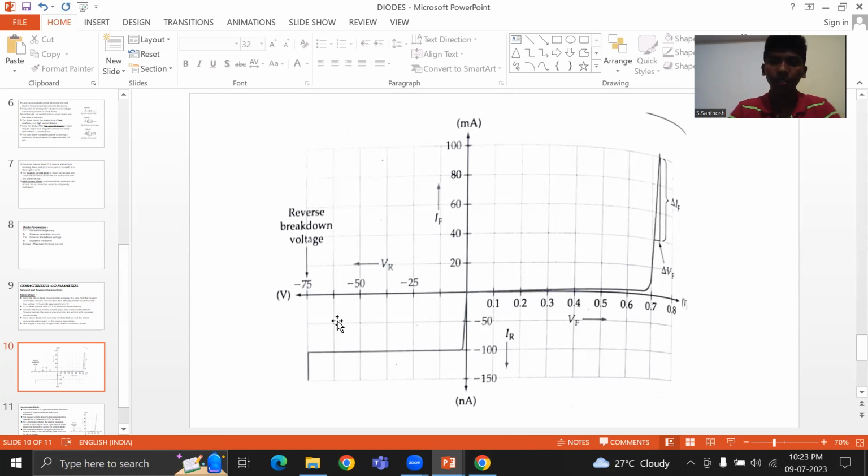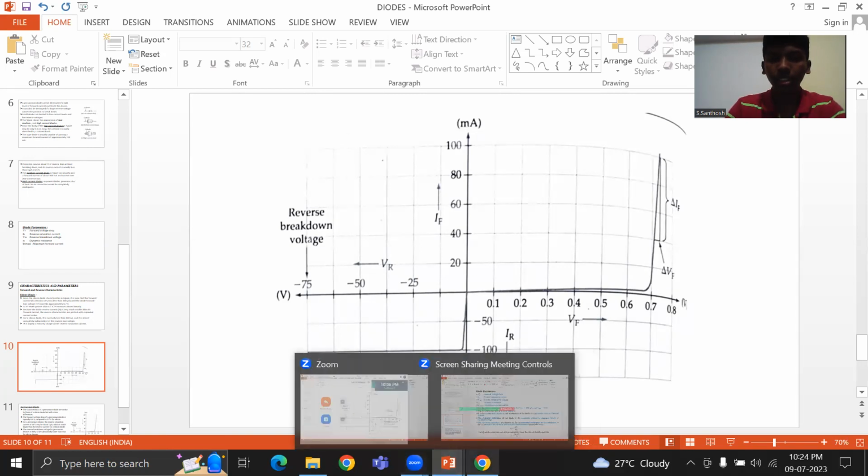And let's go on with the reverse characteristics. Whatever we discussed before was the forward characteristics. Now going with the reverse characteristics, here you can see that the axis has nanoampere markings for the current, whereas in the forward characteristics you had milliamperes. So you can tell that the amount of current flowing in the reverse characteristics for the silicon diode is too less. And as we saw before, there is not much current flow for the reverse bias condition.